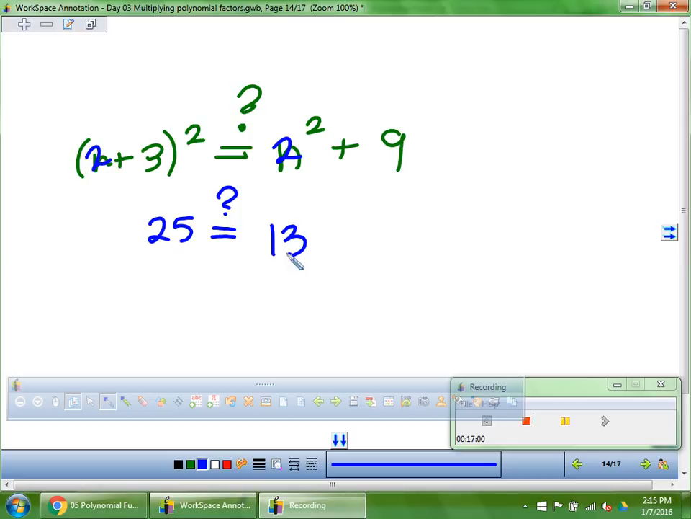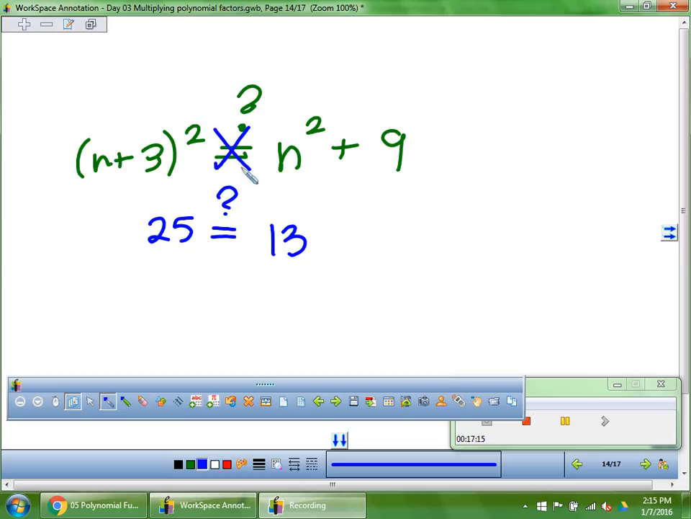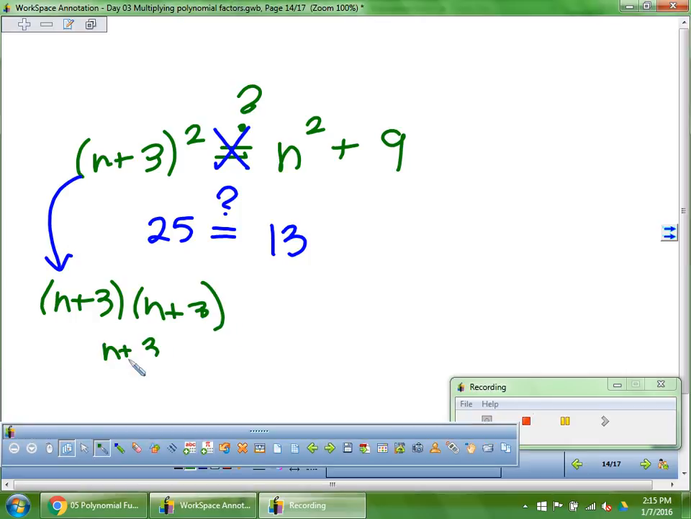So what I'm trying to get you to see is that this is not true. That's not how this multiplies. Does n plus 3 times n plus 3 mean this? So couldn't we stack them and multiply?